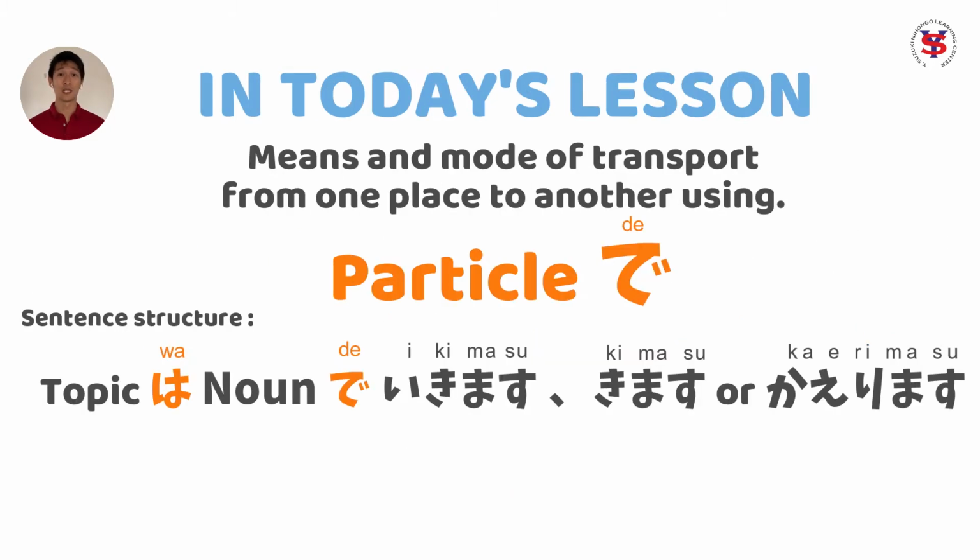In today's lesson, we will discuss our means and modes of transport from one place to another using the particle de. Pag-uusapan natin ang pagsabi ng paraan kung paano tayo makakapunta, makakarating, at makakauwi sa ating destinasyon gamit ang particle de. So ang sentence structure na focus natin for this lesson is topic wa, noun de, ikimasu, kimasu, or kaerimasu. So si particle de, nilalagay natin siya sa kasunod ng noun.